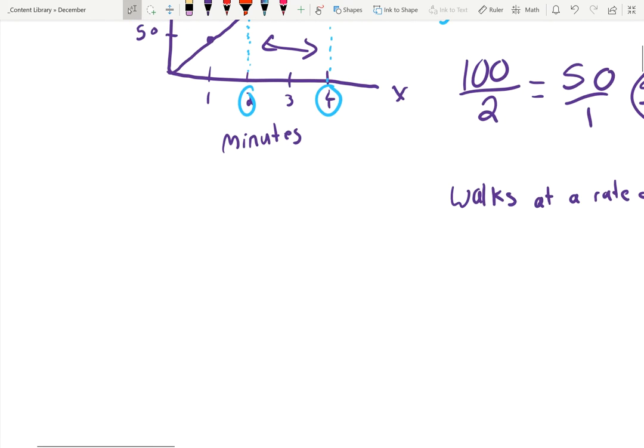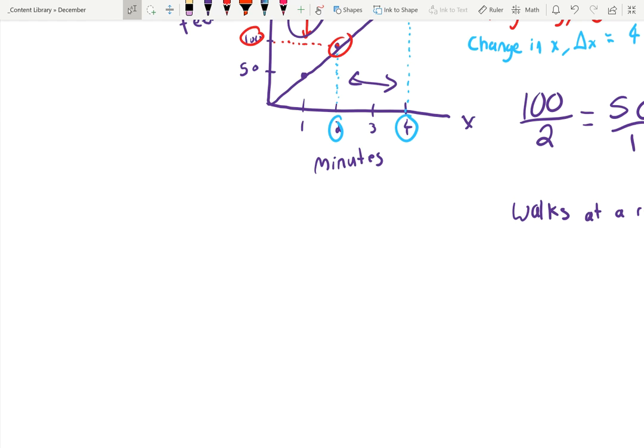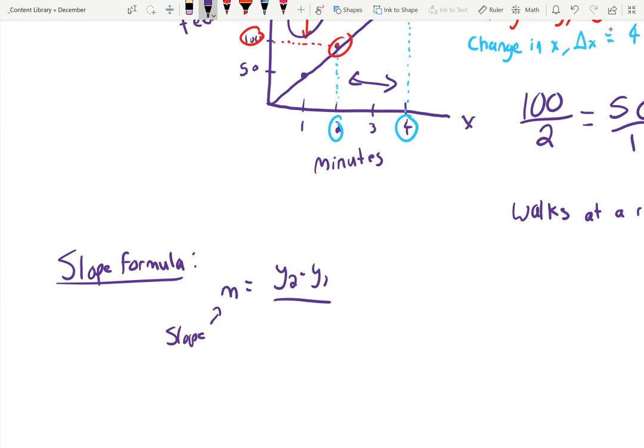Now let's talk about the slope formula. So technically, we've sort of already done the slope formula, but our slope formula is m equals, because m is always the letter that represents slope. So just keep that in mind. M always represents slope. Okay. It's y2 minus y1 over x2 minus x1.